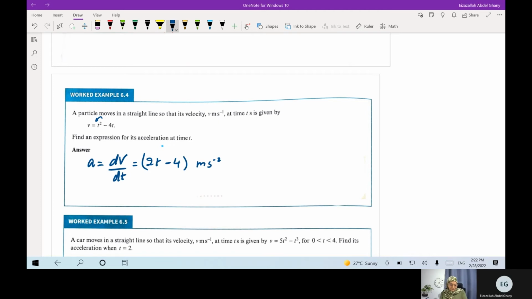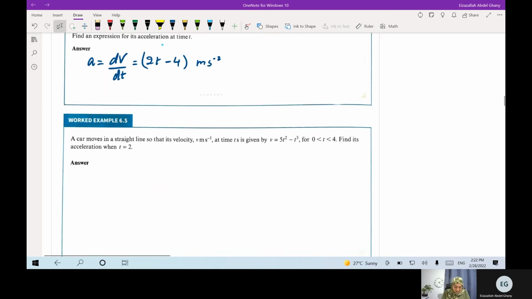Here is another worked example. A car moves in a straight line so that its velocity v meter per second at time t is given by 5t squared minus t cubed for t less than 4 seconds and more than 0 seconds. Find its acceleration when t equals 2. In this case, you need to substitute after finding the acceleration.